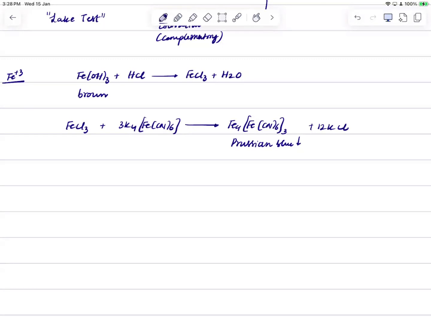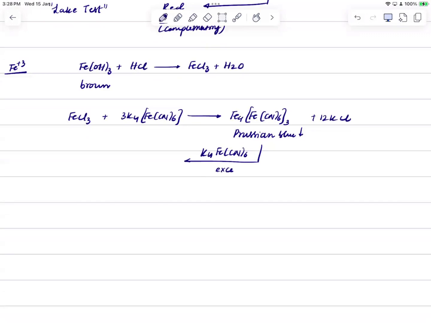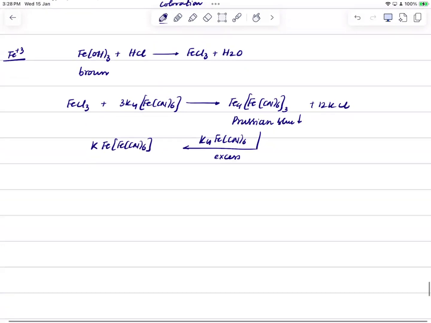Now, if this K4[Fe(CN)6] is added in excess, it will appear like this: K[FeFe(CN)6], right? This is called soluble Prussian blue color. So remember whether it is in excess or not.